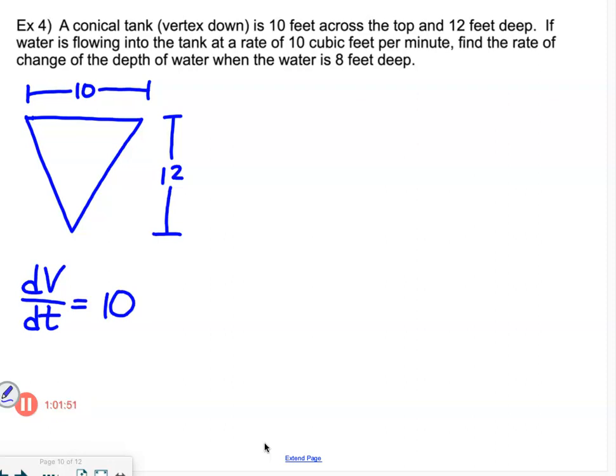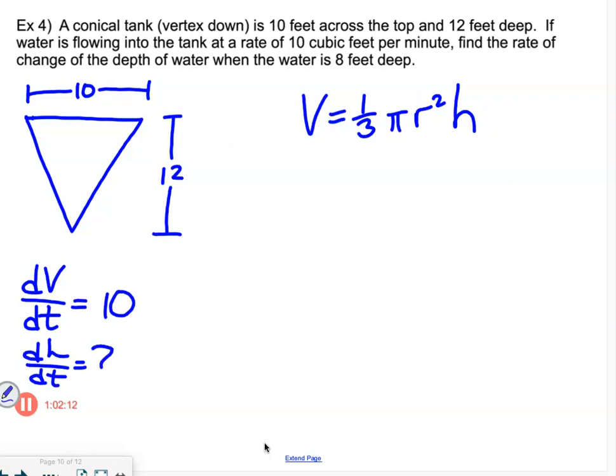Volume of a cone is 1/3 pi r squared h, right? So it's best if you know a formula to just use the letters that are in the formula. So we're going to let h represent the height of the water in the tank. So we're looking for dh/dt when h equals 8.